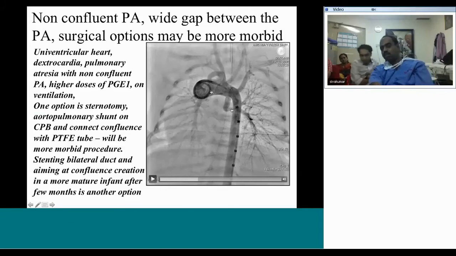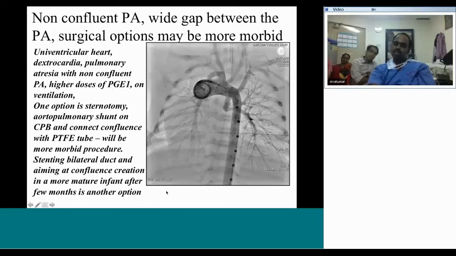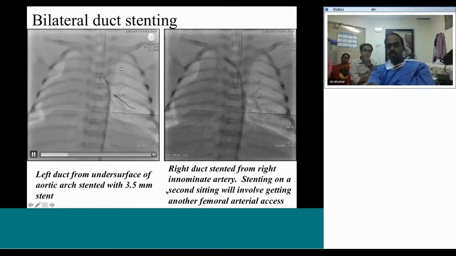Because if you want to do a neonatal shunt, this will involve putting in a tube graft between these two pulmonary arteries and then putting in a BT shunt, which is an extremely morbid procedure. So a non-confluent pulmonary artery is far better tackled by interventionists rather than by the surgeon.